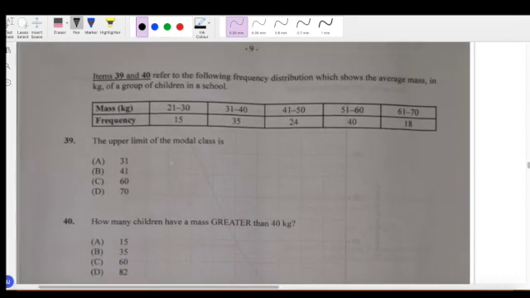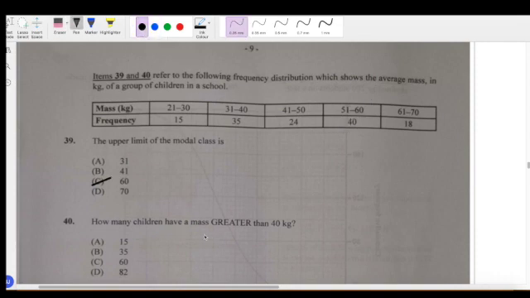Statistics now, the upper limit of the modal class. So this table refers to a frequency distribution which shows the average mass in kilograms of a group of children in school. So this is the mass and this is the frequency. The upper limit of the modal class is, so the modal class is the one that's most popular, which is 40, as the one that has the highest frequency, and the upper limit of that is 60.